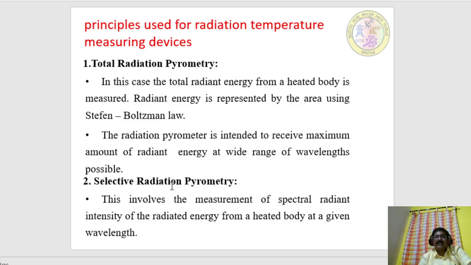Whereas in the case of selective radiation pyrometry, this involves the measurement of spectral radiation intensity of the radiated energy from the heated body at a given wavelength. This is a very important aspect, wavelength plays an important role here. In the case of total radiation pyrometry, it is purely radiant energy which is represented by an area using the Stefan-Boltzmann law, and radiation pyrometry is extended to receive the maximum amount of radiation energy at a wide range of wavelengths which are possible.